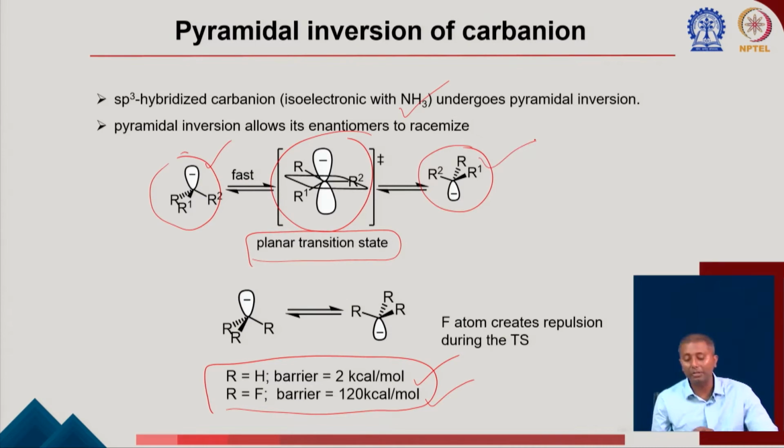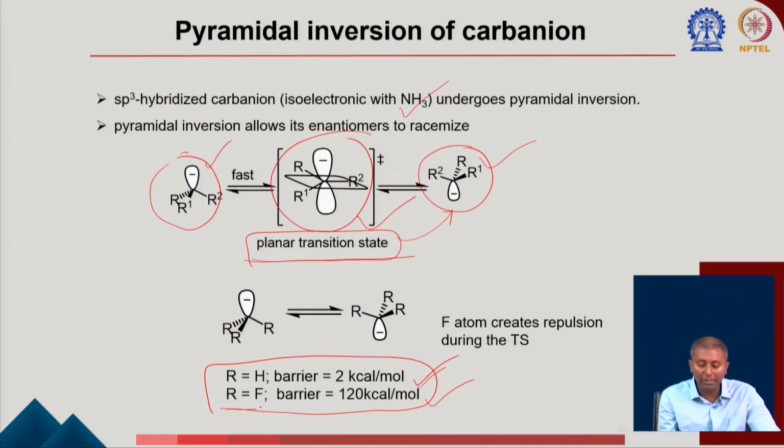Now we are trying to learn that while this inversion happens, it goes through a planar transition state. That means if it is going through a planar transition state here, R1 and R2 have to attain some sort of planarity to go to the corresponding inversion product. Now, you can see here if R equals H, the barrier for the pyramidal inversion is 2 kilocalories per mole.